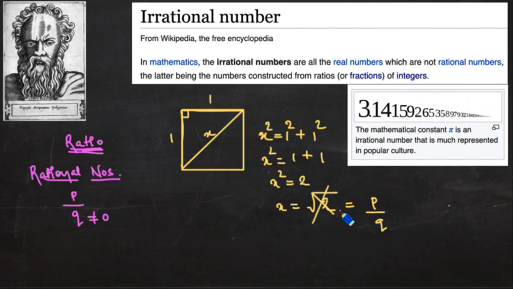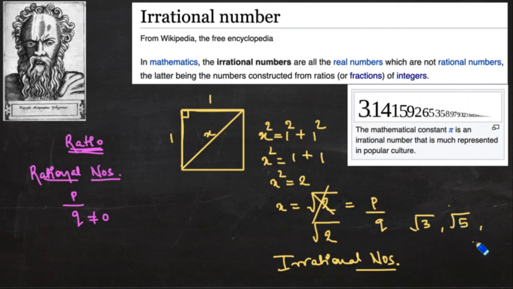So then he thought, let me prove that this is not a rational number, and thus he used proof by contradiction, which we will again learn in coming videos. But let us assume at this stage that he was able to prove that this square root of 2 cannot be expressed as the ratio of two integers. And hence, he started a new category of numbers called irrational numbers.